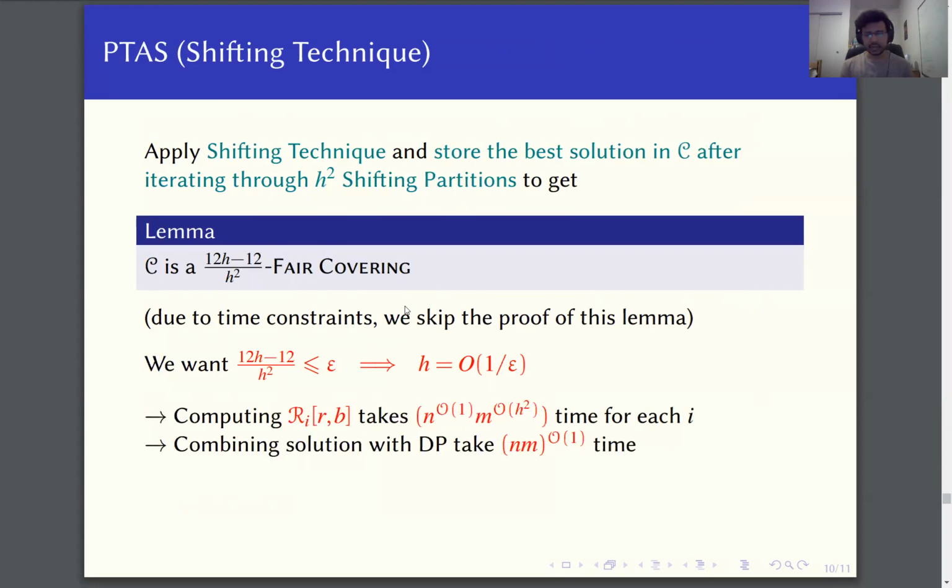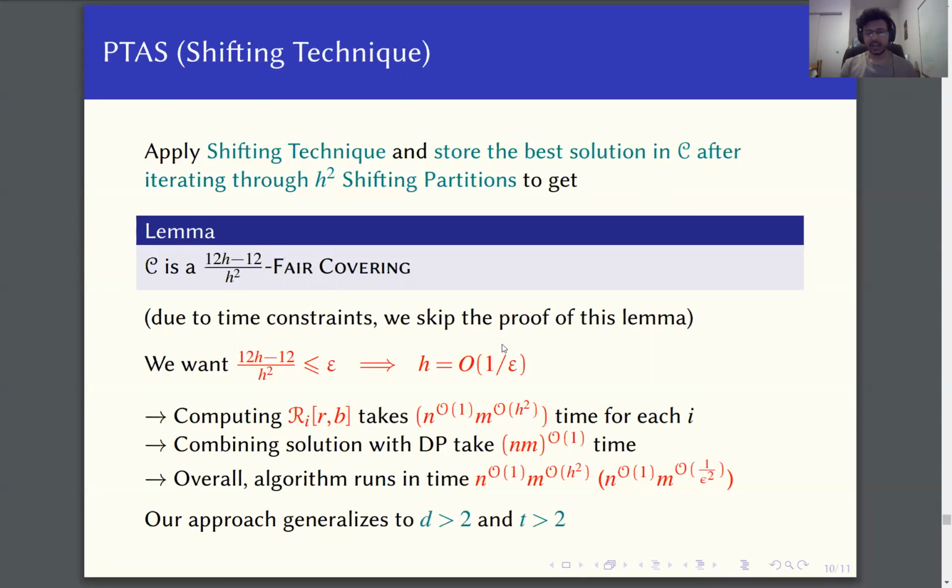Finally, we do the running time analysis of our algorithm. Computing each Ri[R,B] takes n into m to the power h square time, as discussed earlier. Since there can be at most order n non-empty squares, combining the solution with DP for one single partition across non-empty squares takes polynomial time in n. Hence, the running time of our algorithm is dominated by the step of computing Ri[R,B]. The overall running time of our algorithm is n to the power order 1, m to the power order 1 over epsilon square, since h is order 1 over epsilon. This is as promised at the start of this section.